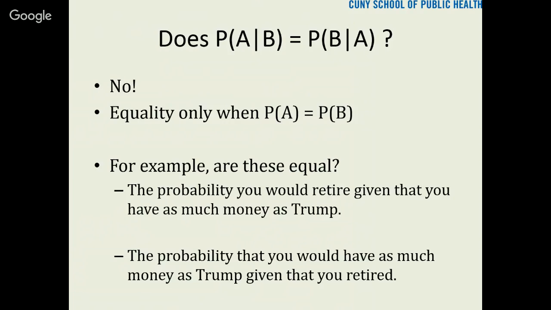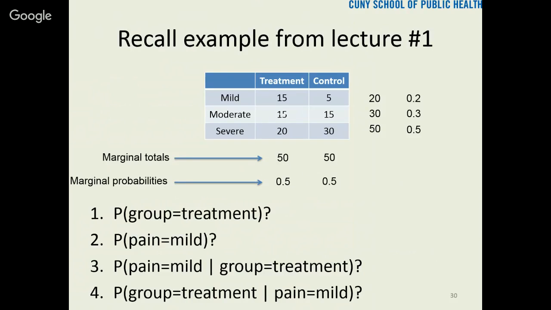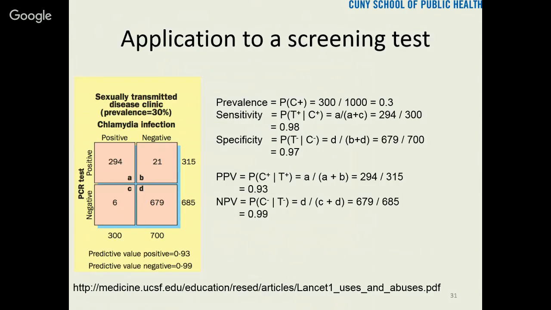They would only be equal if the probability of you retiring is equal to the probability of you having as much money as Trump, which doesn't make any sense. Okay, so I think I'm going to skip over this because we're getting a little bit short on time, and I do have another example here.